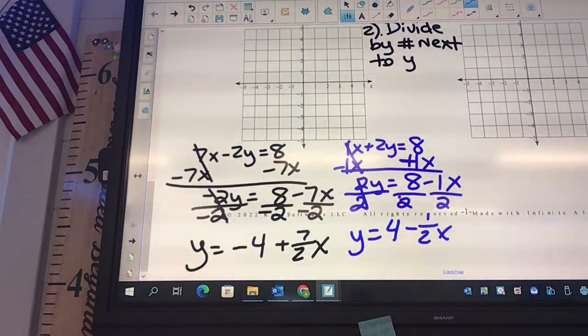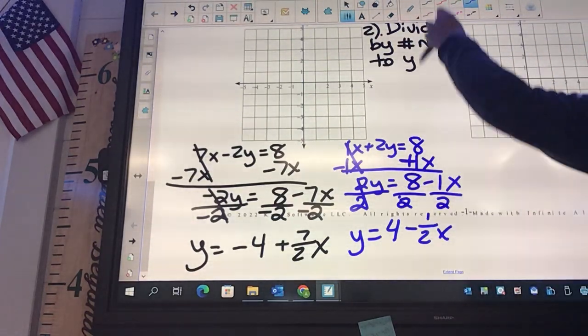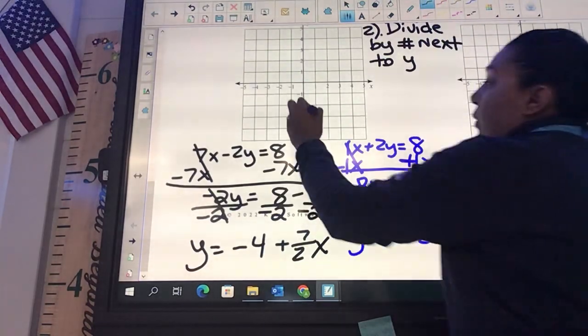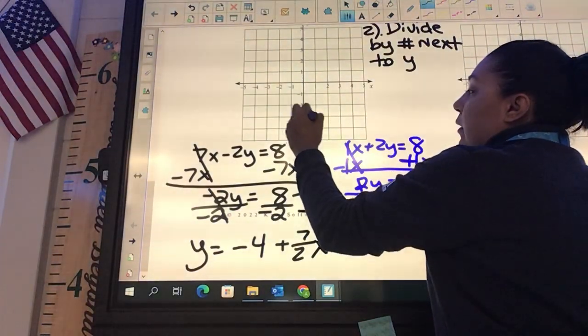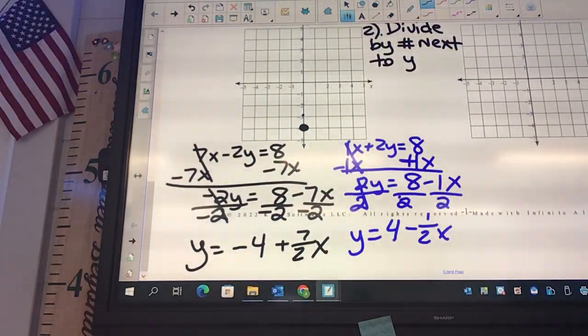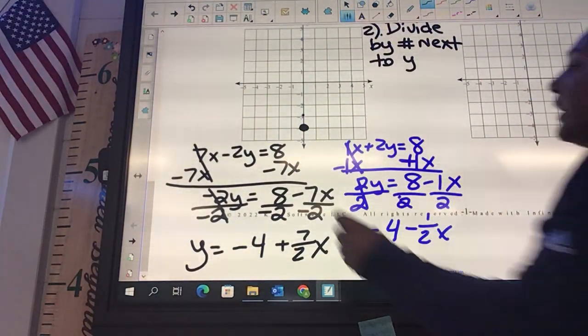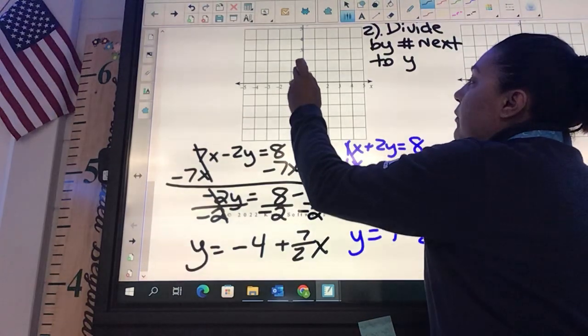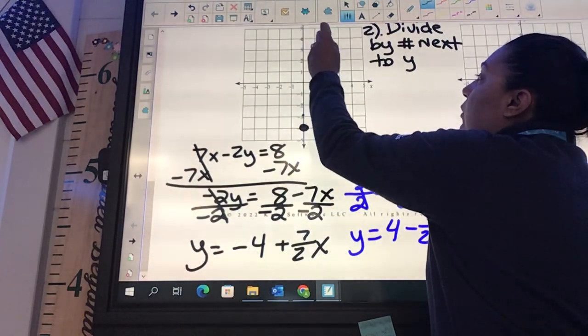Okay, and so now we're ready to graph them. If we look at the black one, where does it start? Negative 4. What is our slope? 7 over 2. So we're going to rise 7. 1, 2, 3, 4, 5, 6, 7 over 2.